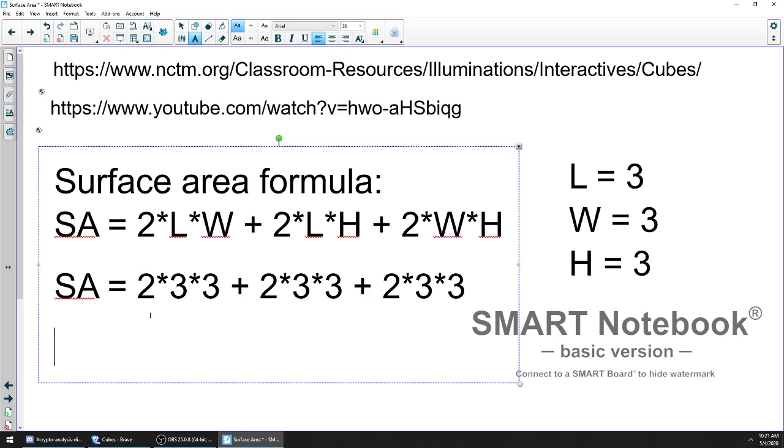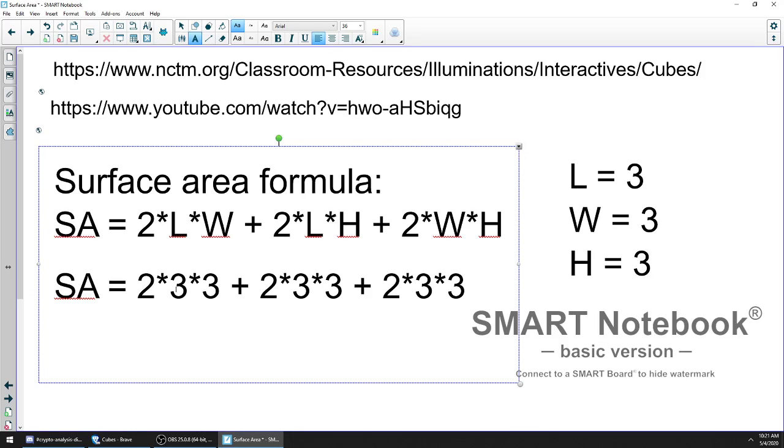Let me erase this for a sec. I replace the L with 3, W with 3. L with 3, H with 3. W with 3, H with 3. Remember, I'm just erasing it and replacing it with the known numbers. Once I have this, just do the math.